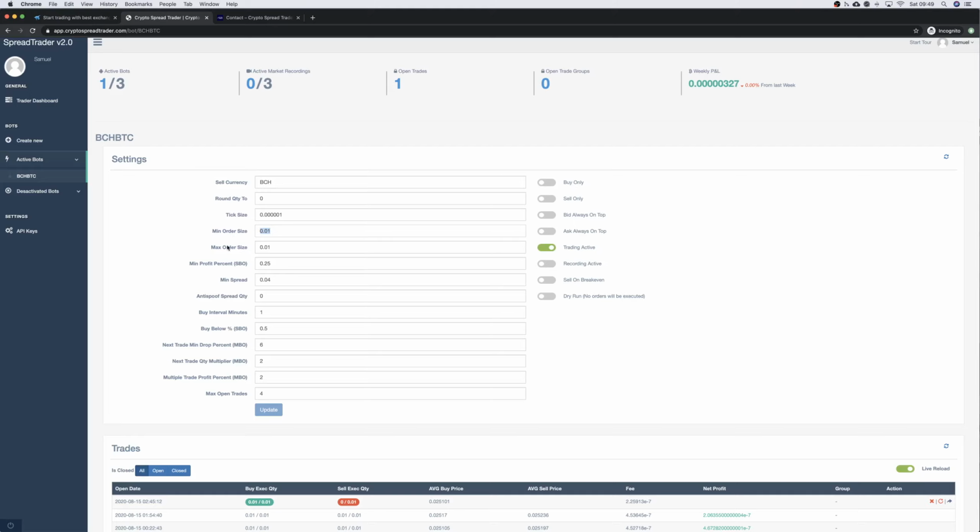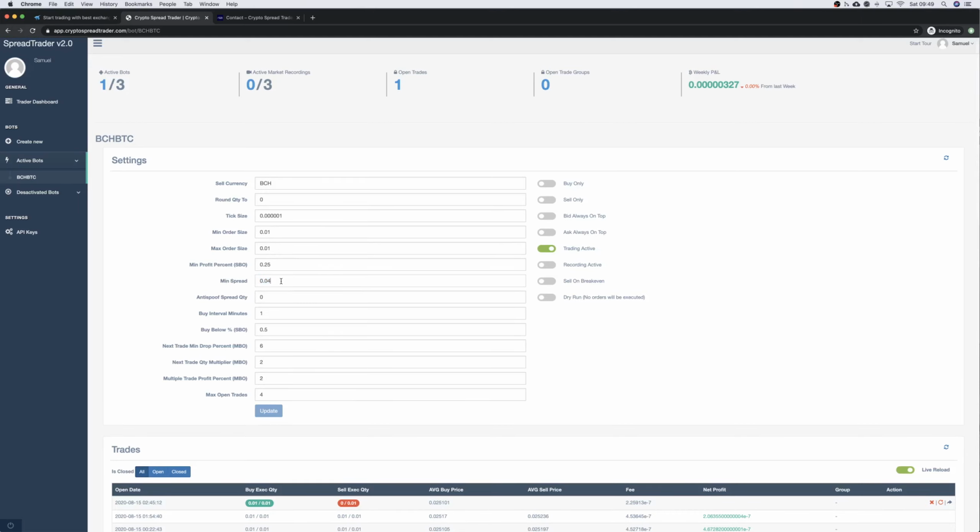Why do we have a min and a max order size? This is just to be hidden. We will randomly take a quantity between these two ranges. This allows you to be less visible on the order book. The minimum spread is the minimum spread where the order will be triggered. If I put 1%, and the spread is less than 1%, my buy order will not be triggered. But the sell order will be triggered in any case.